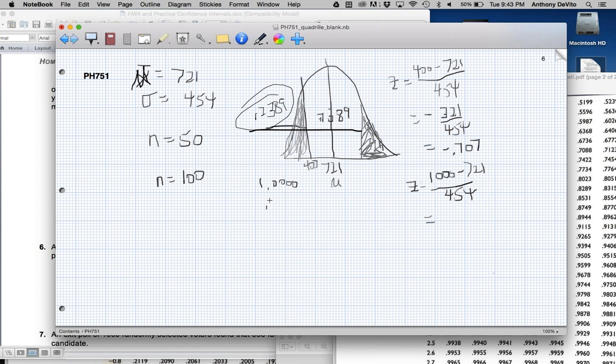1.000 minus 0.7389. So that's going to be 0.2711. That area is going to be 0.2711, assuming I'm correct. Okay, that's the probability of picking a random individual from that age group that has an intake above 1,000 a day.